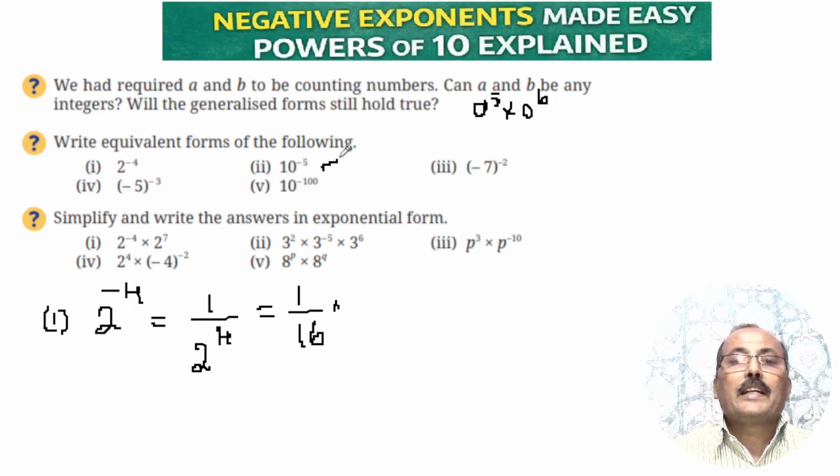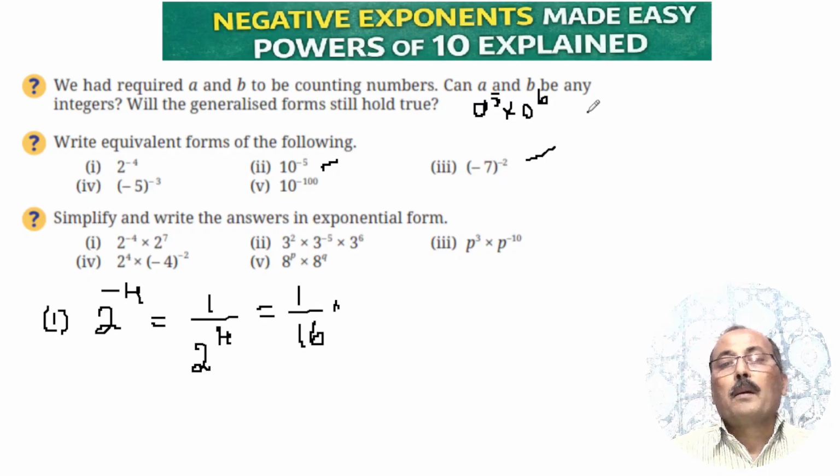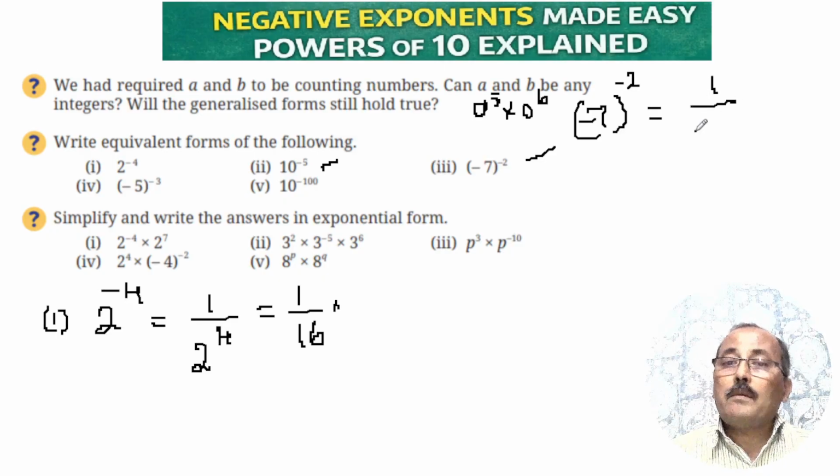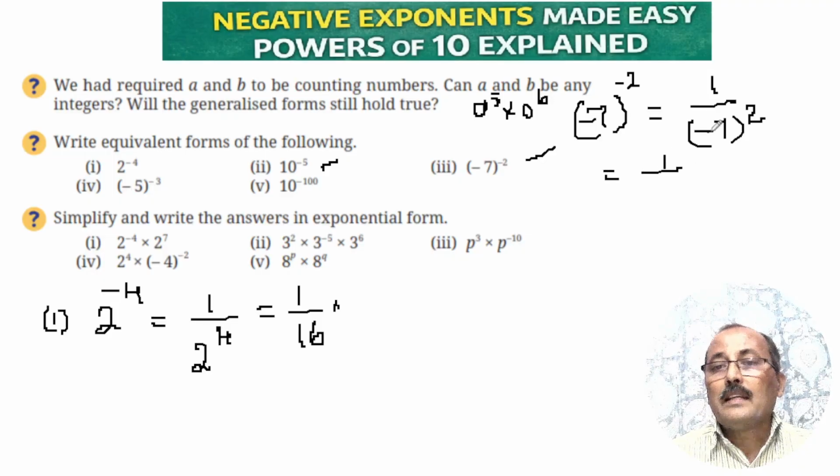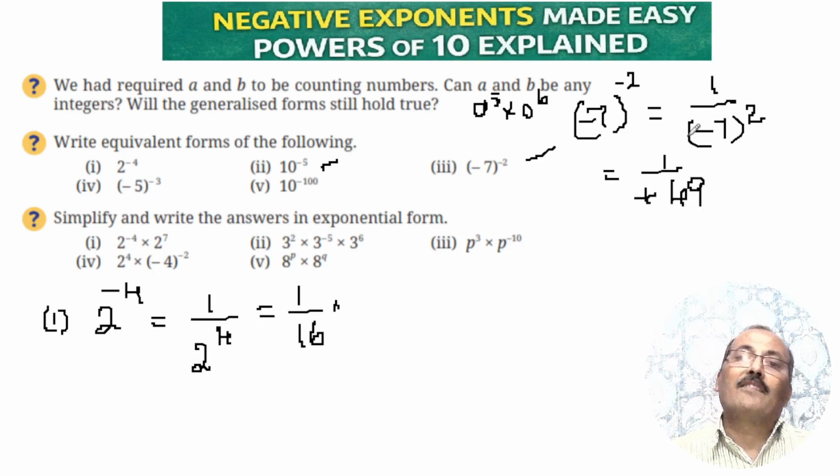What about the second one? 1 by minus 7 whole power minus 2. Let the 1 by minus 7 be. First, change this alone. Negative 2 will become positive 2. That is nothing but 1 by minus 7 whole square, which becomes plus, and the value will be 49. So 1 by 49 is the value.